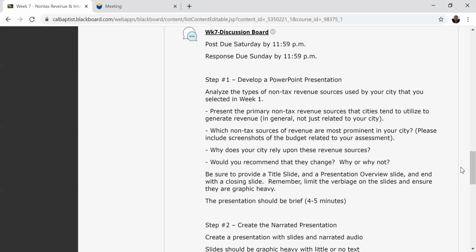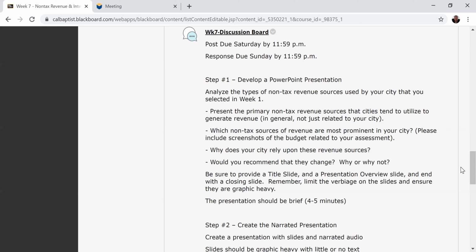Then for the second part, we're looking for you to look specifically at your city. So which non-tax sources of revenue are most prominent in your city? It's a good practice if you can include some screenshots in your PowerPoint presentation from your budget to show what non-tax sources of revenue tend to be used in the city, whether those be, again, user charges, such as charges for sewer or utility use, fines and forfeitures, fees, those types of things. So throw a screenshot up there just to show us in your presentation what non-tax sources are being used by your city.